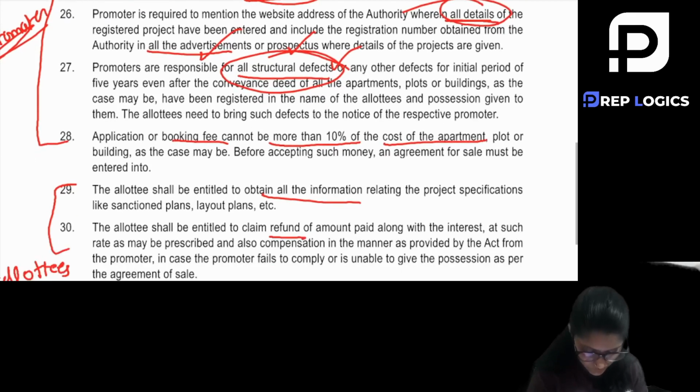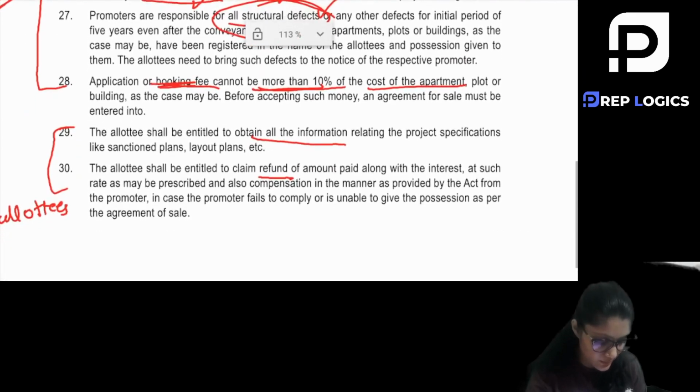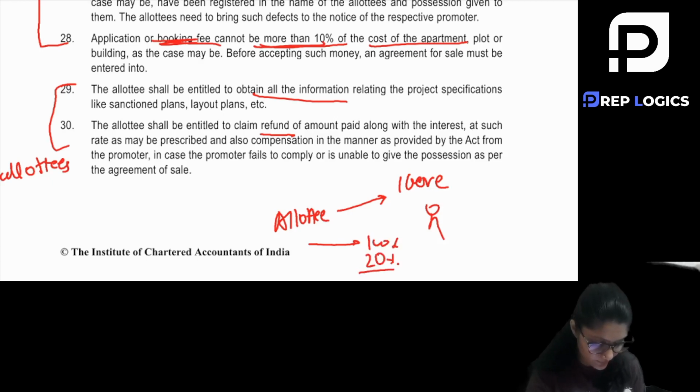Okay, now booking fees cannot be more than 10% of the cost of the apartment. What does it mean? Suppose the apartment cost is 1 crore rupees. Now the allottee will come to book the flat. Now the builder cannot ask him for money like 100%, 20% or like this. The maximum amount for booking can only be 10% of the cost.